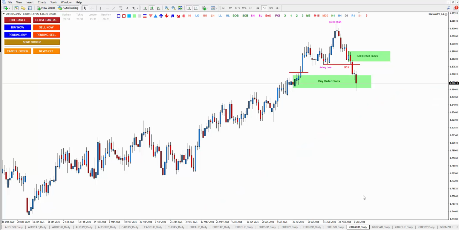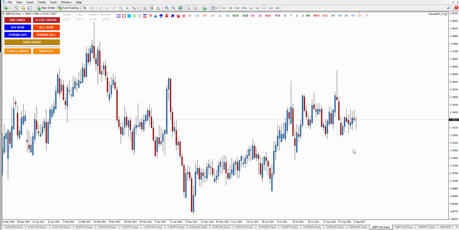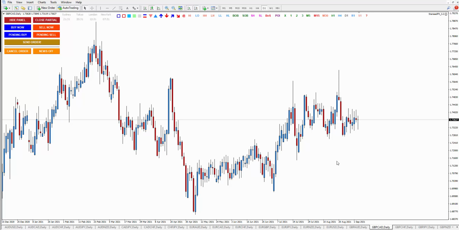All right, let's continue to Pound Canadian. Pound Canadian to me still looks like my hairbrush or toothbrush, whatever brush. So it's not really clear. I'm not going to bother myself to even mark the order block. You see all these long wicks and thorns. So let's just forget about this Great Britain Canadian right now.